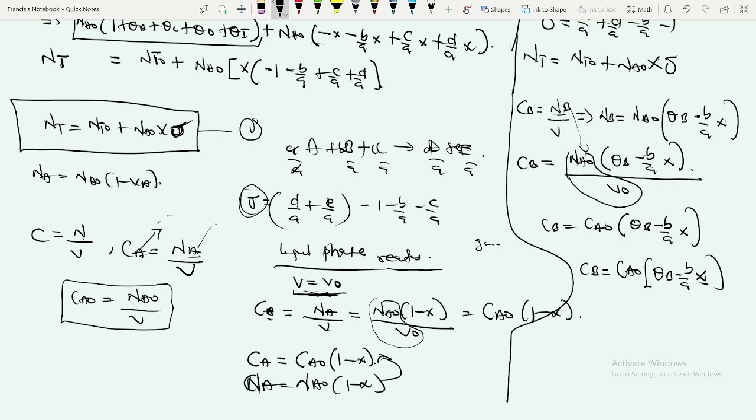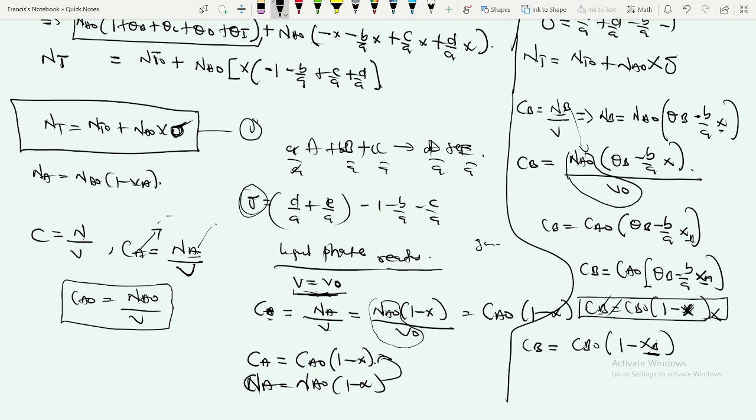Someone might ask, why is it not CB equals CB naught times 1 minus x? This is actually wrong. This holds when your x here is the conversion of B. But if B is not your limiting reactant, the conversion here is not for B, it's for A. That's why initially I was writing A to show that this is for A. Anytime we want to find CB, CB is equal to CB naught times 1 minus XB. When you write this, it is correct.